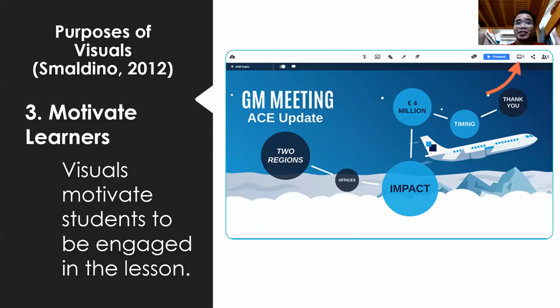But if there are tables presented, may mga summary tables, may mga pictures ka nakikita, may mga diagrams ka nakikita, it could actually motivate you to read more because when you see the picture, anong tungkol sa picture na ito? So you'll read the paragraph that would explain what the picture is all about. So that is how visual media can actually motivate learners.